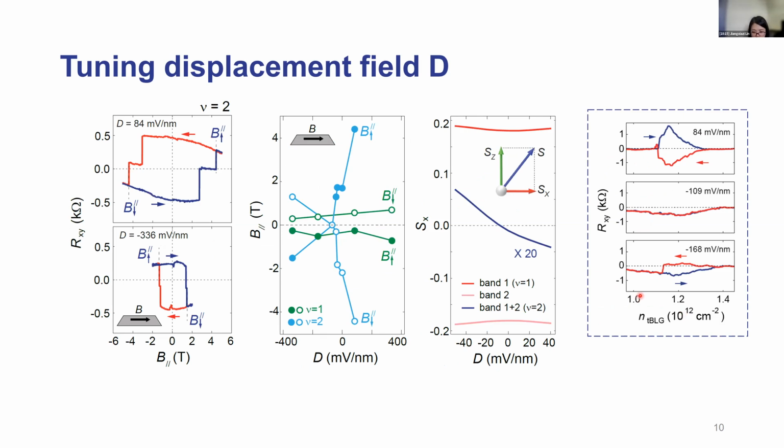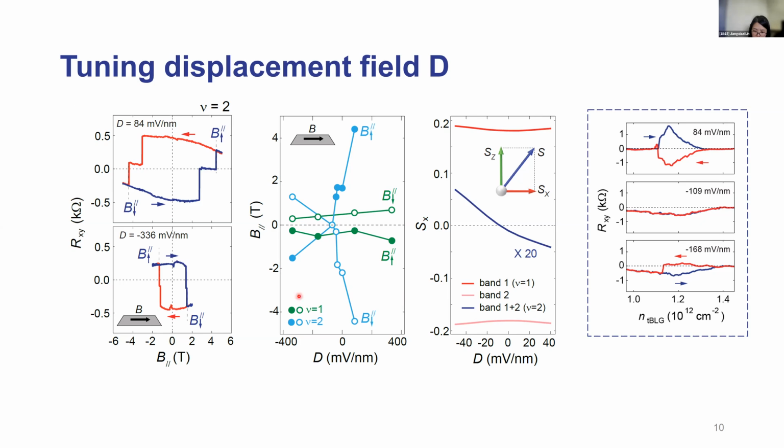And on the other hand, for the in-plane field induced switching, the displacement field dependence is drastically different. Here shows the in-plane field induced switching at half filling at different D. At positive D, the loop is counterclockwise, but at negative D, the loop changes sign. It becomes clockwise.